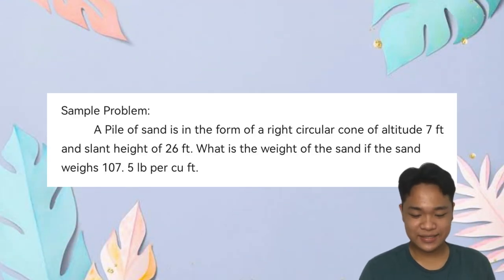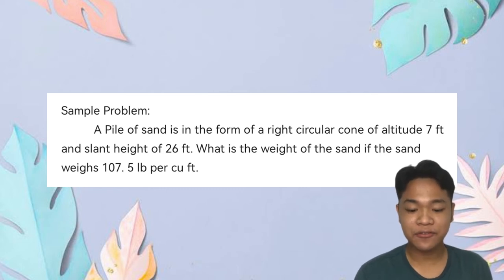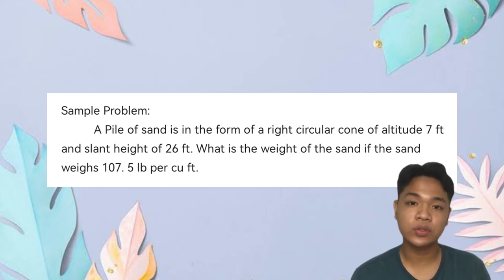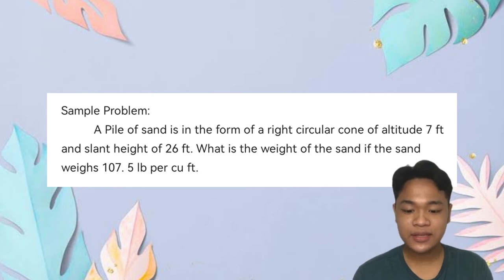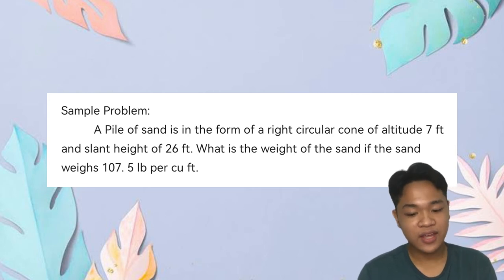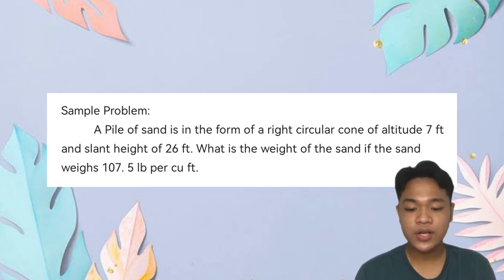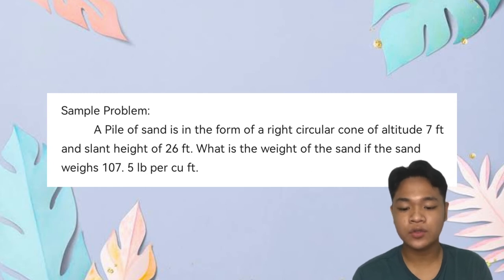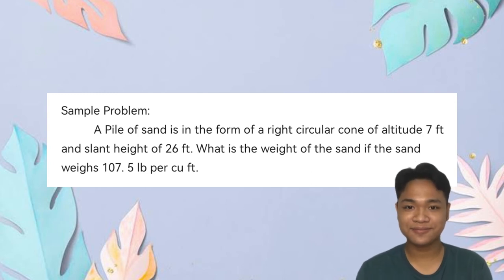So let's see this example. A pile of sand is in the form of a right circular cone of altitude 7 feet and slant height of 26 feet. What is the weight of the sand if the sand weighs 107.5 pounds per cubic feet?